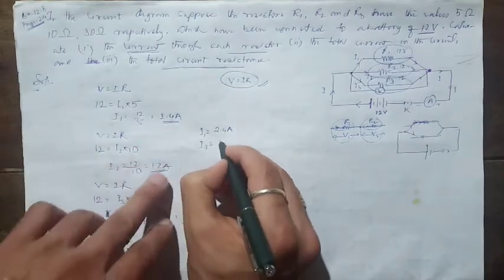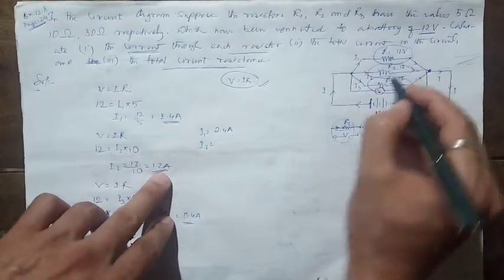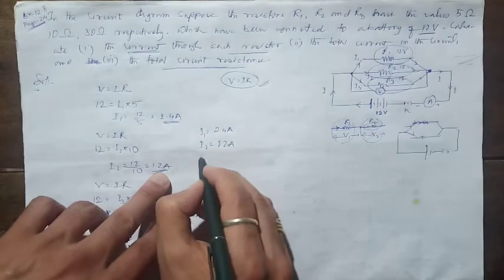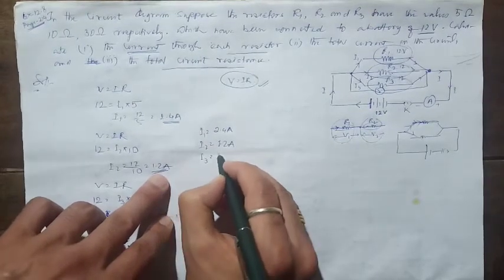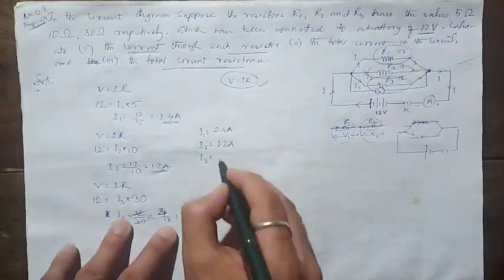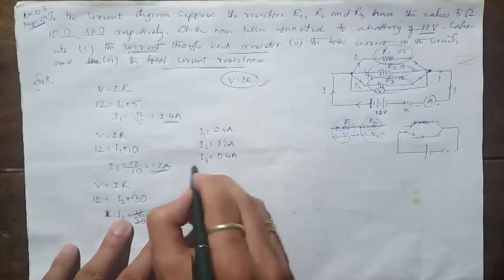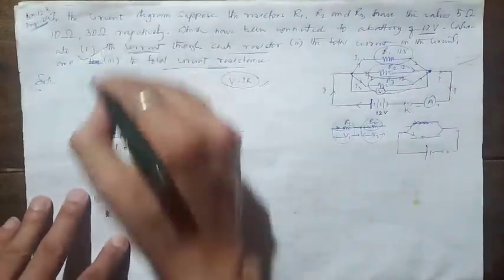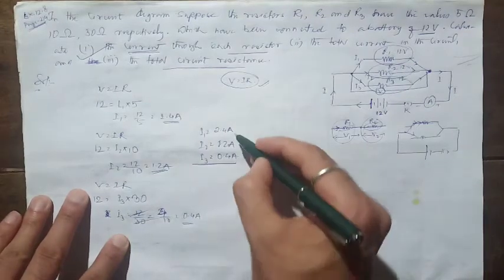Now students, we know I1, the current flowing through the first arm, is 2.4 ampere. I2, the current flowing through the second arm, is 1.2 ampere. And I3, the current flowing through the third arm, is 0.4 ampere. So we answered the first part of the question, the current through each of the resistors.